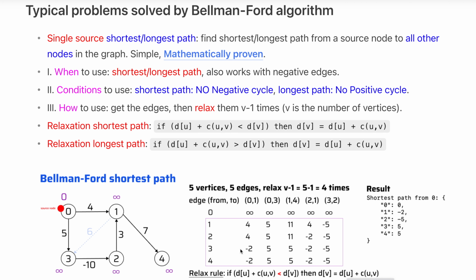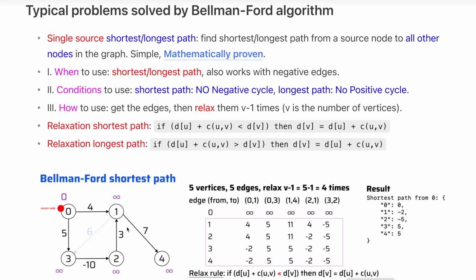Sometimes, we don't have to relax for all the time required. For example, in our case here, we only have to relax 3 times. And our final result is the shortest path from node 0 to itself is 0. To node 1 is minus 2. To node 2 is minus 5. To node 3 is 5. And to node 4 is also 5.